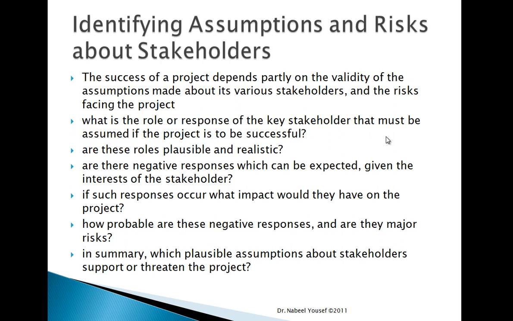And then, of course, we identify the assumptions and risks related to stakeholders, because we have other assumptions and risks that we need to assess or document that are related to the project. So for this one, we need to identify the success criteria of the project, the assumptions related to the stakeholders, and the risks facing the project because of the conflict between the stakeholders, or the relation or the influence of the stakeholder.